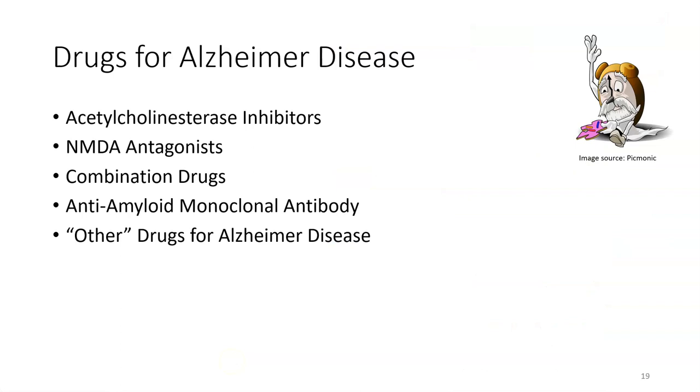Next are drugs for Alzheimer's. Your book says dementia and Alzheimer's. It doesn't really talk a lot about dementia itself. There are different types of dementia, like Lewy body dementia. That's what Robin Williams had. Alzheimer's disease is an irreversible progressive disorder that causes dementia. It's a specific type. There are basically three classes of drugs used to treat Alzheimer's, including acetylcholinesterase inhibitors, NMDA antagonists, and anti-amyloid monoclonal antibodies.